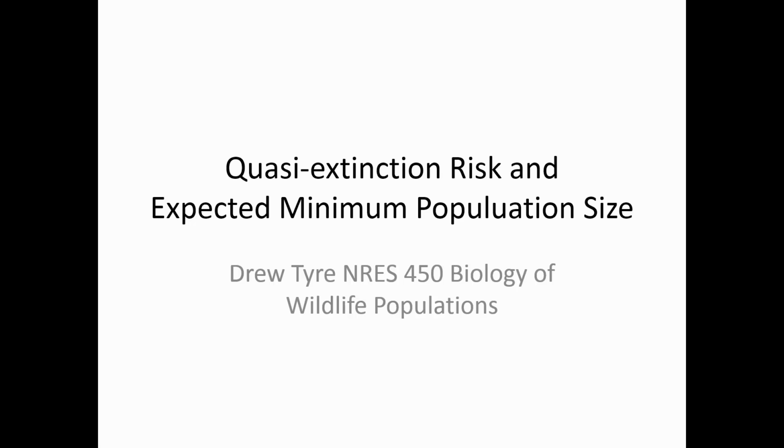Alright, so in this video I just want to talk briefly about quasi-extinction risk and expected minimum population size. These are two concepts that are interrelated, and we use them a lot when we're thinking about small populations that are vulnerable.